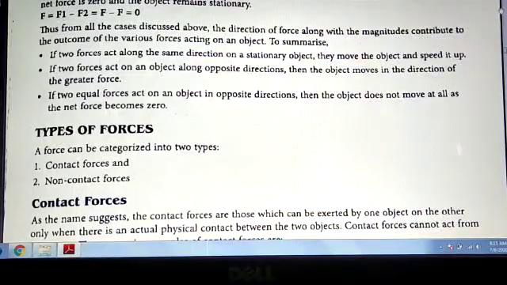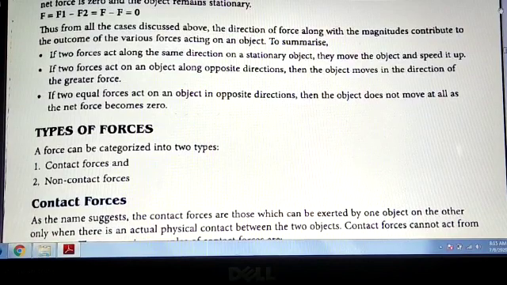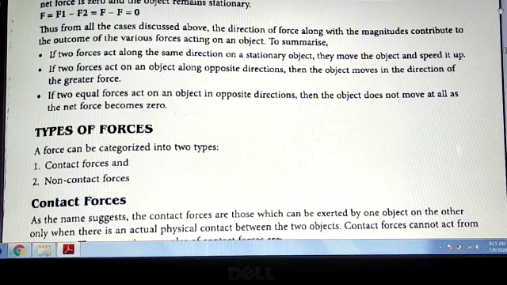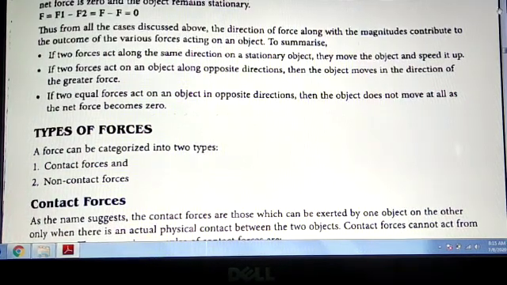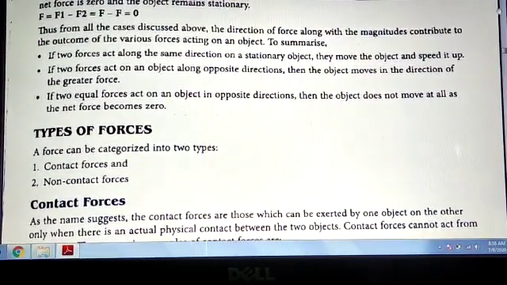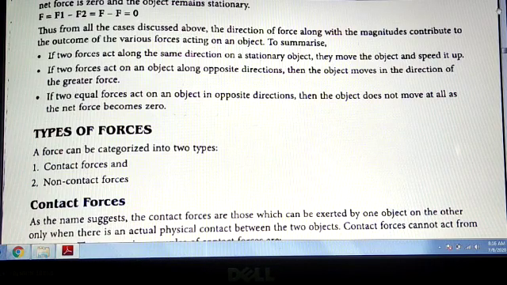Okay, so we'll start from magnitude of force. Last class we had read about the magnitude of force. So what is magnitude? Resultant force is known as magnitude. So there were three conditions. Now if two forces act along the same direction, they will move the object, that was the resultant force.